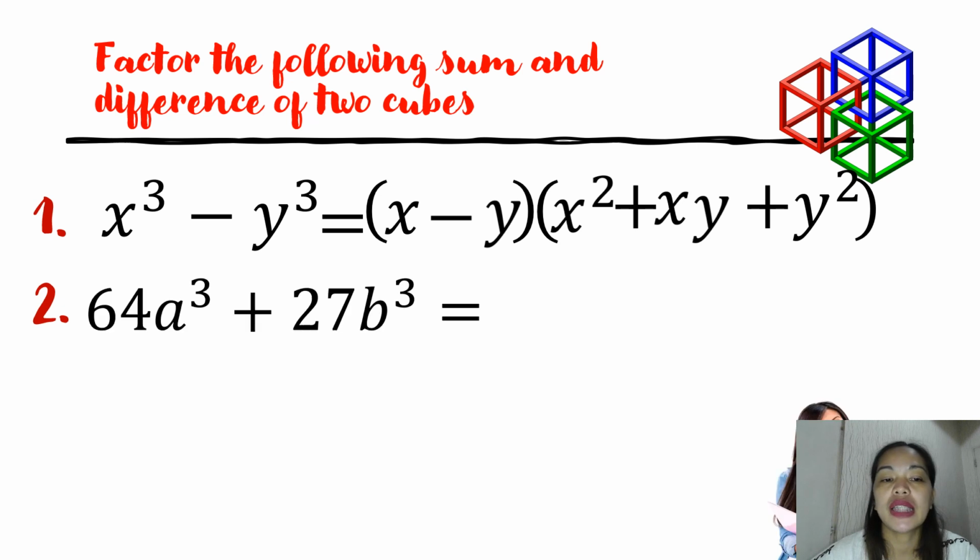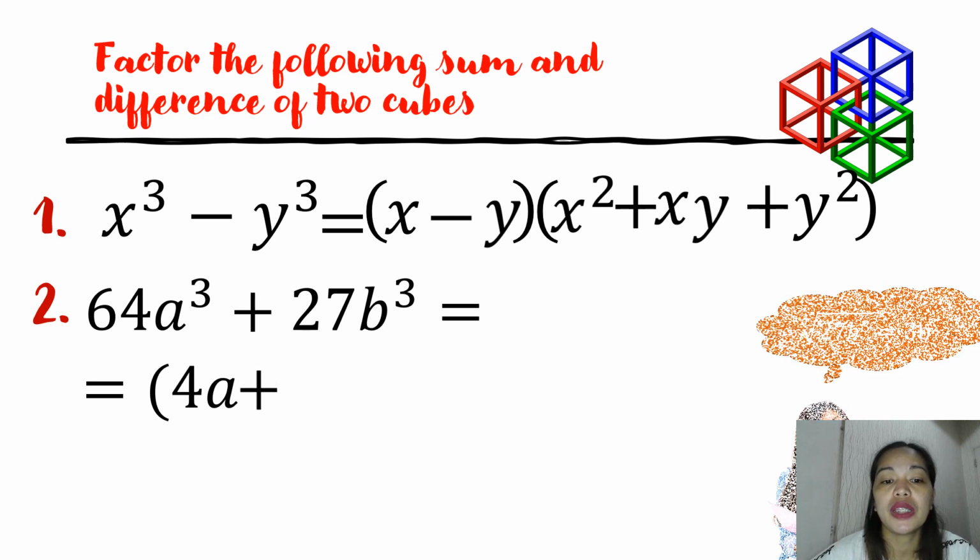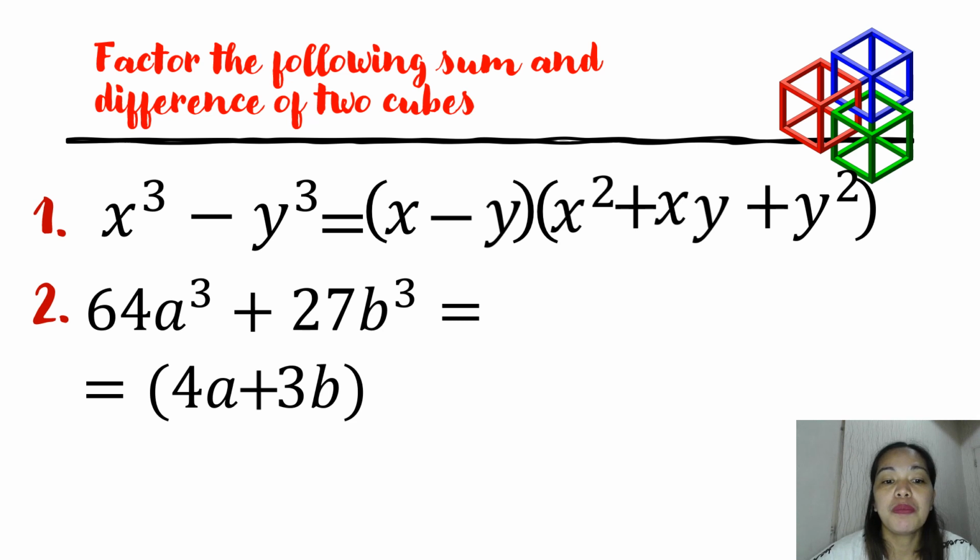Let's now proceed to example number 2. We have 64a cubed plus 27b cubed. The first term is a perfect cube. The second term is also a perfect cube. So let's now get their cube root. The cube root of 64a cubed is 4a. Kopyahin ang operation, plus, ang cube root ng 27b cubed ay 3b. So let's write 3b. Next, the second factor now is, kunin na lang natin yung square ng 4a.